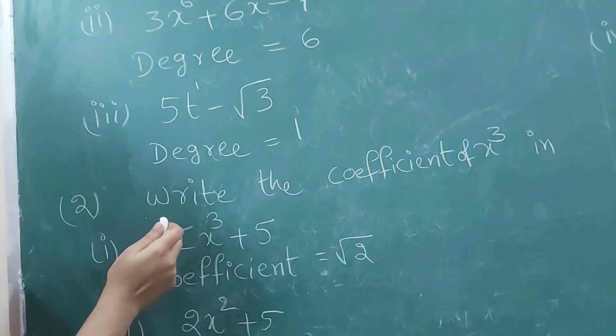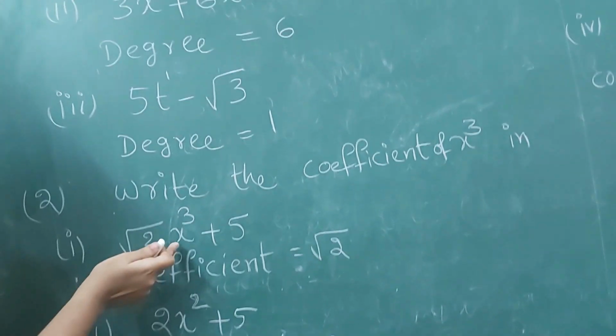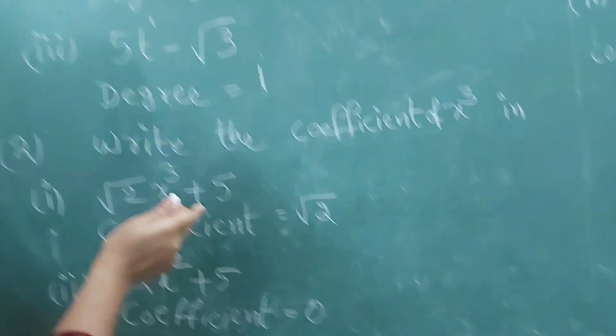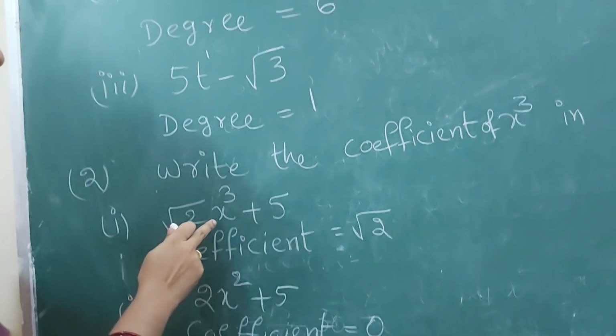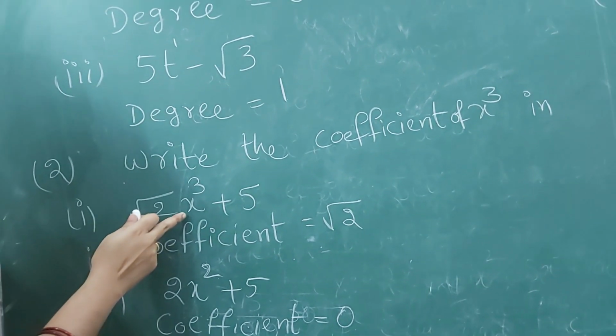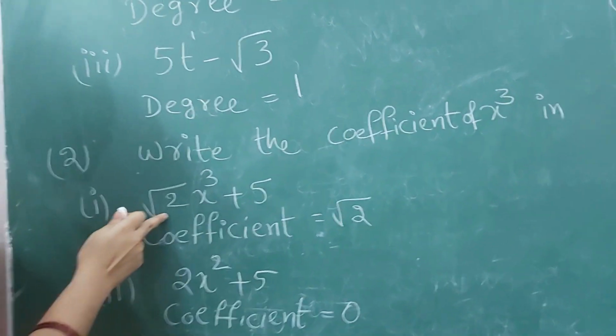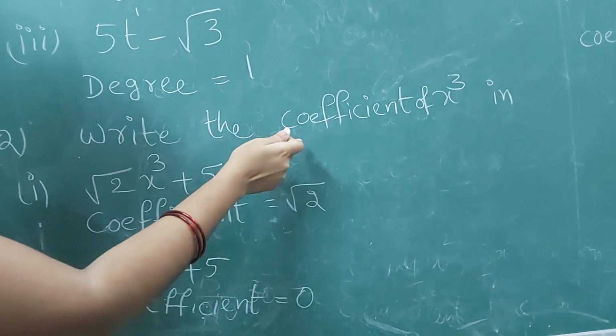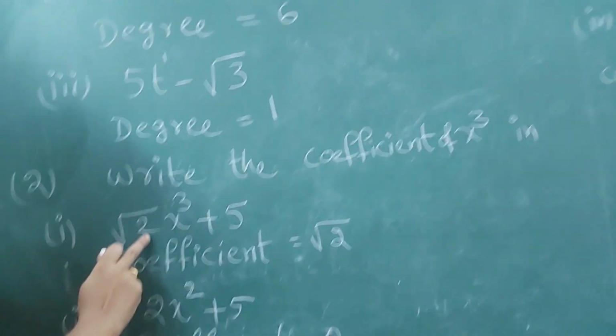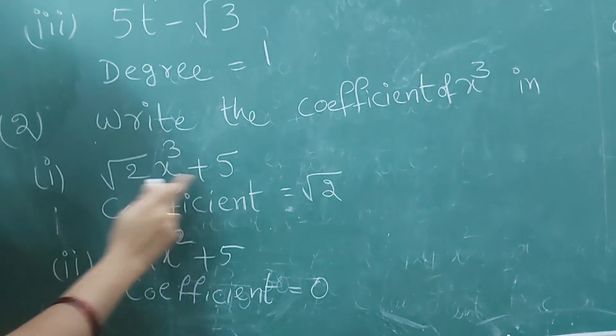Next, coefficient means it is a number which is multiplied with a variable. So in this first one, x cube is the variable. Find the coefficient of x cube. Its coefficient is root 2.